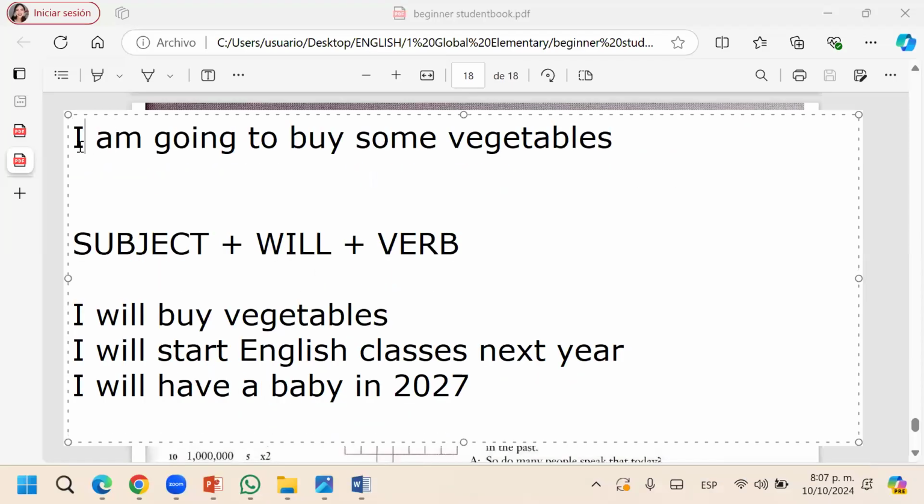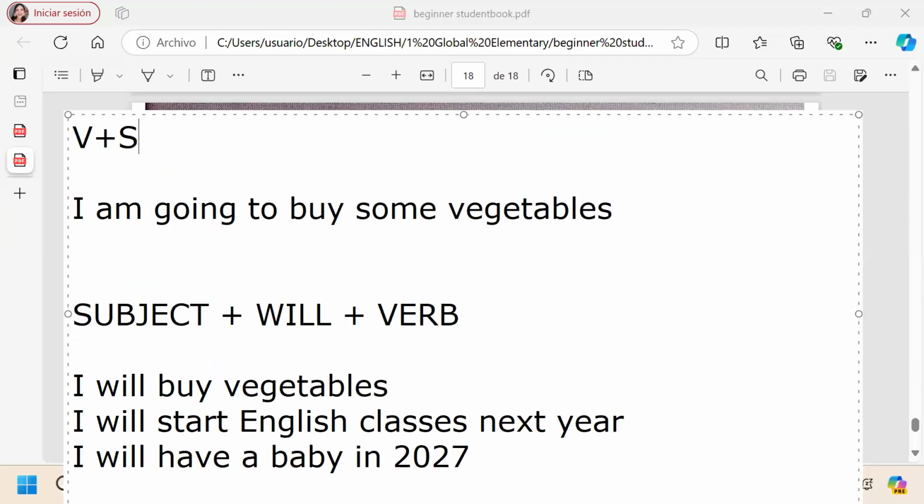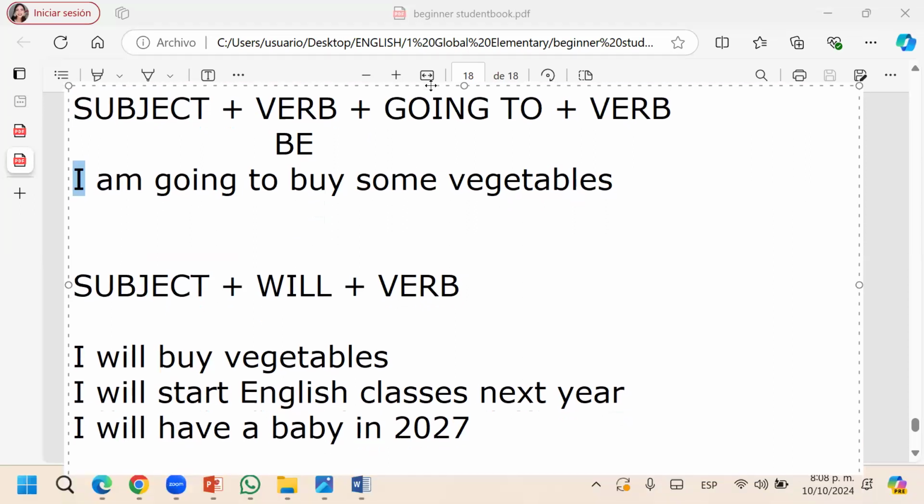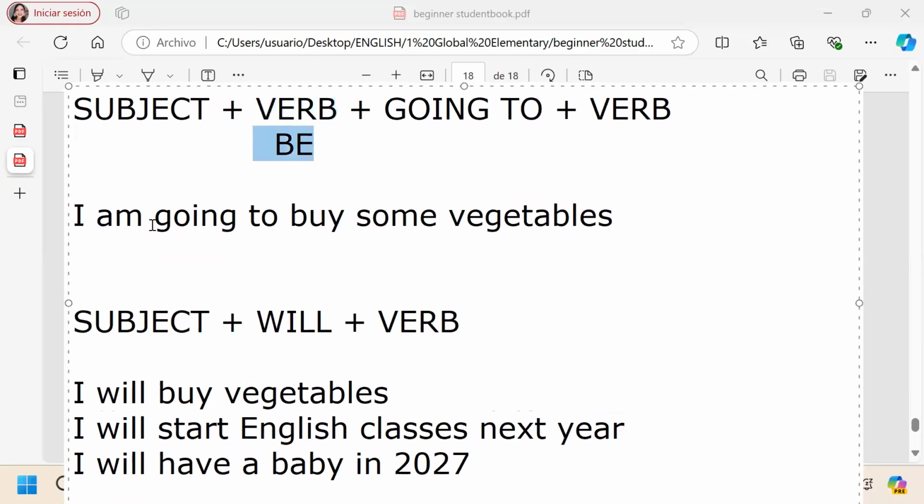For going to, the structure is the subject, the verb be, then going to, and then the next verb. Look at this. The subject: I, you, she, he, they, we, any subject. The verb be: I am, you are, she is, they are. Going to: I am going to. And the verb: I'm going to buy. Okay, so the structure is a bit different.